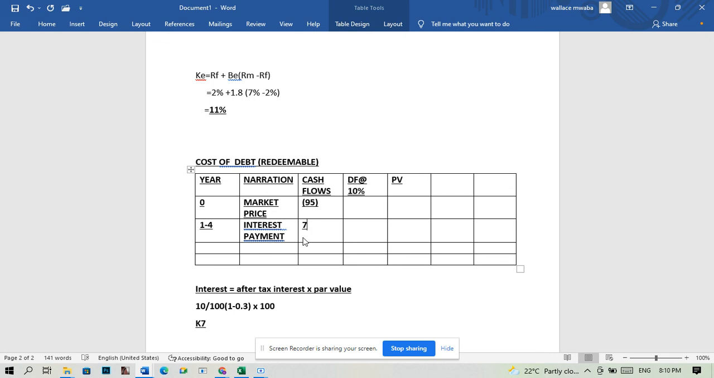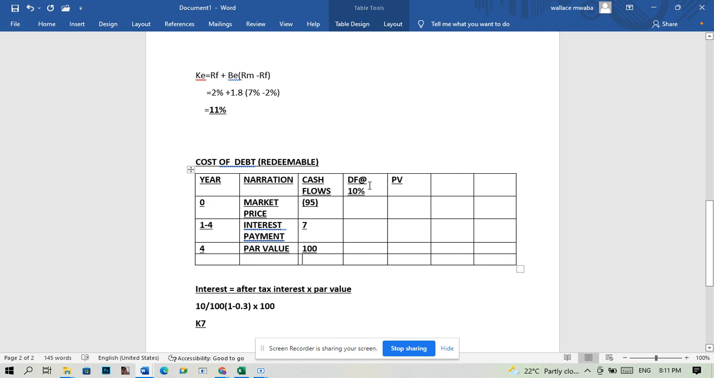You pay for this debt, which is 95 kwacha. Every year you're going to be receiving 7 kwacha. Then at the end of 4 years, in our narration, we're going to say par value, 100. At the end, you're also going to receive this 100 kwacha. So now we have to find the discount factors at 10%.